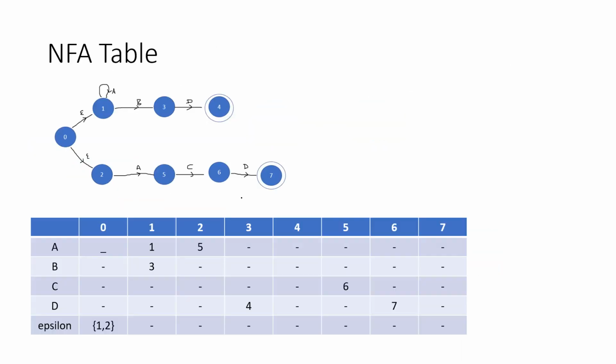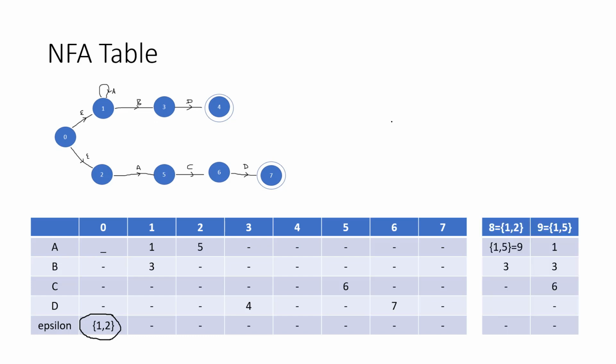Okay, so let's see how we can make the table. So the table for this is that if you're in state 0, given an epsilon, you can be in 1 or 2. And the rest are not hard to see, that if you are in 1 and you see an A, you stay in 1 and so on. So we have seen many examples of that. The only difference here is that we introduced this epsilon symbol to make this work.